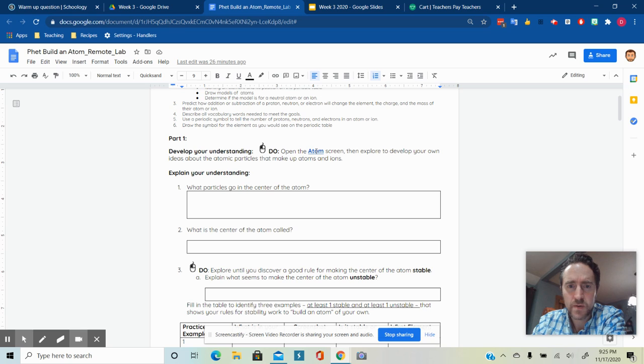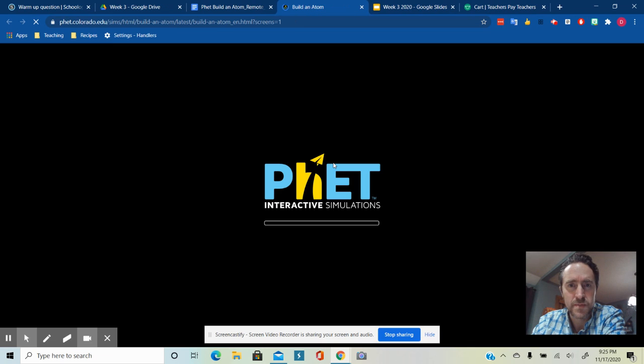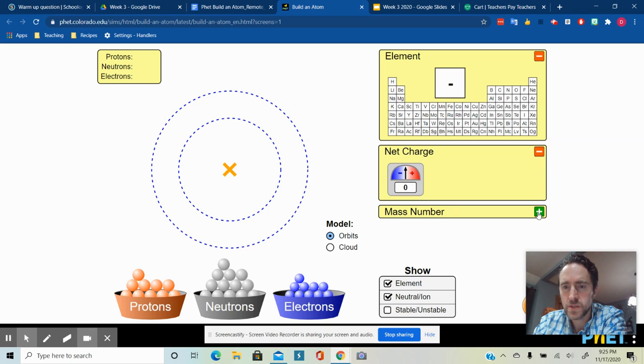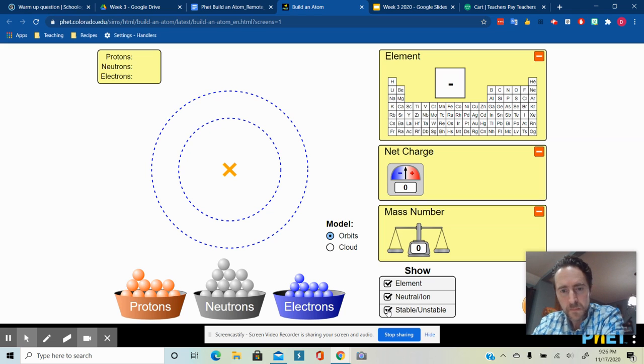The first thing I'm going to do is open up the Build an Atom simulator. I'll ask you to open up the net charge, the mass number, and the stable or unstable options. This part's kind of fun because it lets you build an atom, and you also get to see whether it's going to be an unstable atom. Let me show you what that looks like.